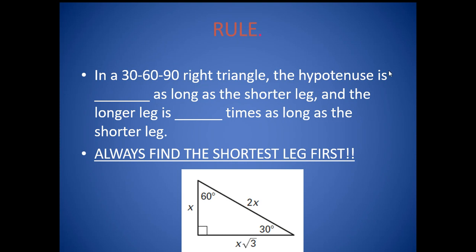So in a 30, 60, 90 right triangle, the hypotenuse is double as long as the shortest leg, and the longer leg is radical 3 times as long as the shorter leg. But as I told you, I don't want to memorize the rule. You can do it as I did before.